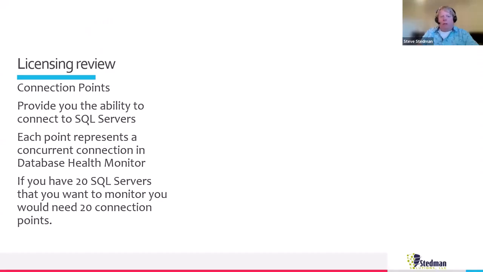Just wanted to talk a little bit about the licensing because this was new, introduced in January of this year. The way the product is licensed is there's this concept of connection points, where if you have 5 SQL servers that you regularly connect to with Database Health Monitor, you're going to want 5 connection points. If you have 50 SQL servers, you'll want 50 connection points. Basically, each connection point gives you the ability to connect to SQL servers. Each point represents a concurrent connection.